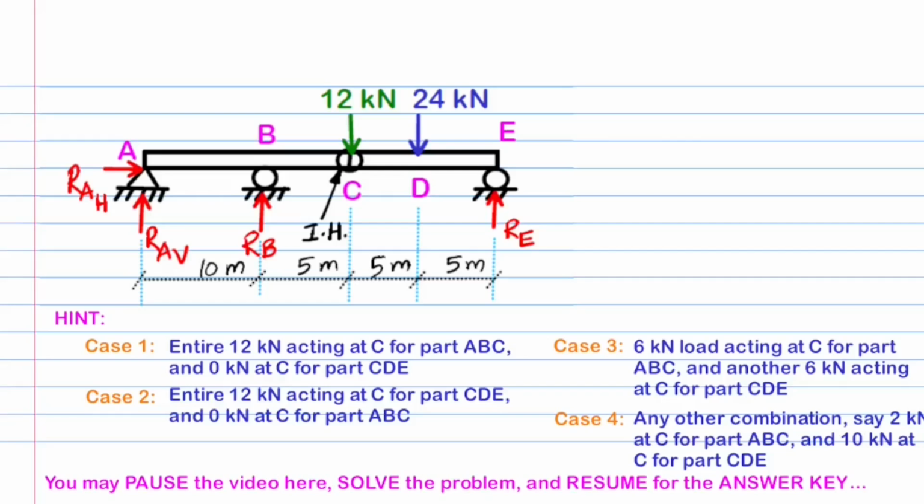12 kilonewtons, say 6 kilonewtons, to be acting at C for the part ABC and another 6 kilonewtons at C for the part CDE when the two beam parts are analyzed separately, or distributing the 12 kilonewton load in different proportions for each part when analyzed separately, but the total load at C sums to 12 kilonewtons when both parts are joined together. In all the possibilities of analysis described in the hint, we shall eventually end up with a unique solution.